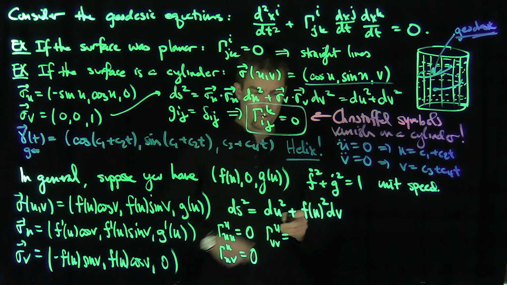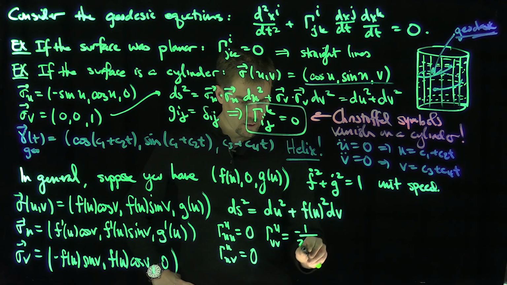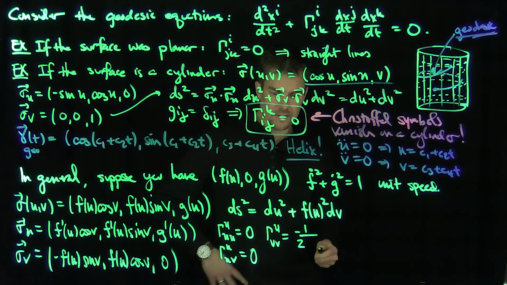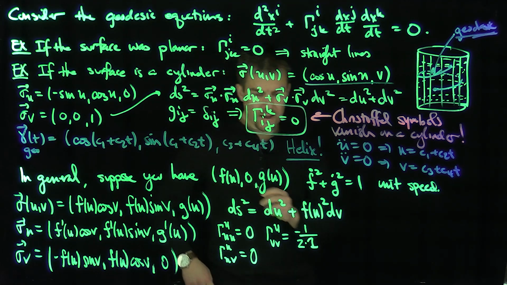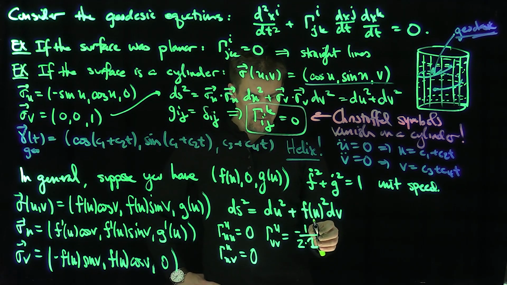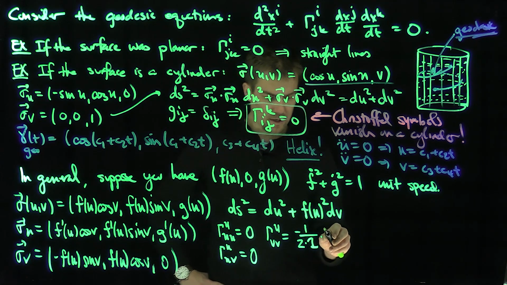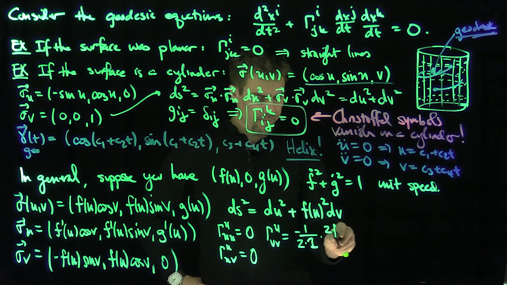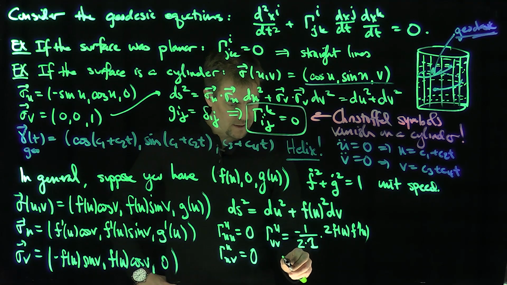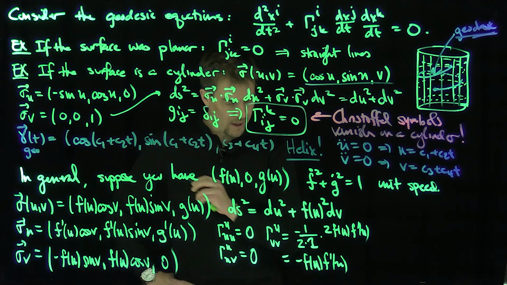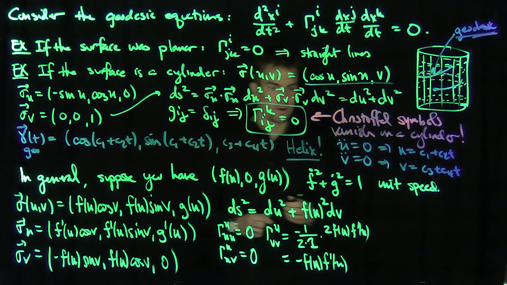Well, that's going to be negative 1 over 2, and then I'm going to have a u component, which is going to be a 1, and then I'm going to have a derivative of the vv component with respect to u. So that's going to be a 2 f of u f prime of u. So this u f vv is going to be what? The 2's are going to cancel out. It's going to be negative f u f prime u. Okay, great. Those are those Christoffel symbols.